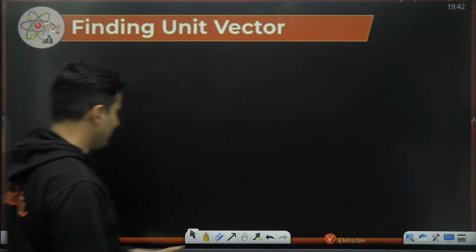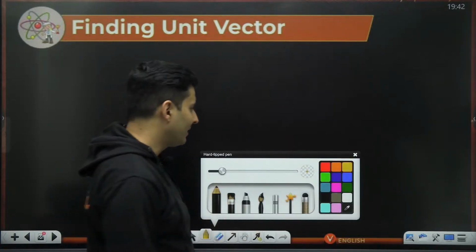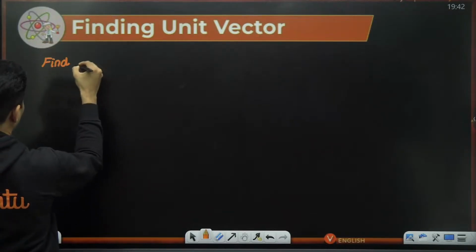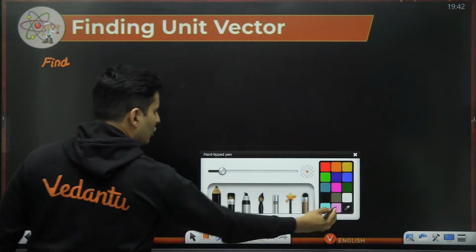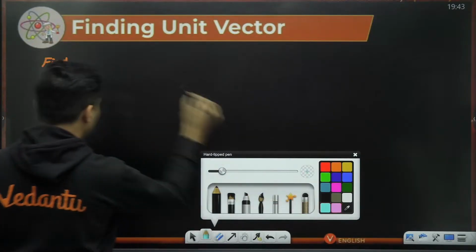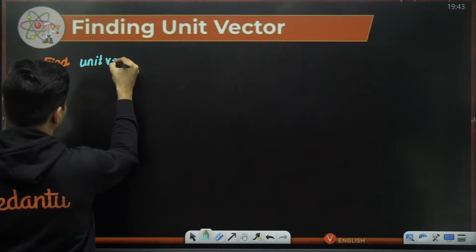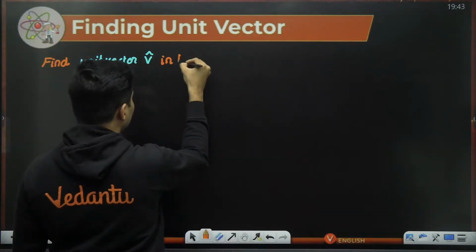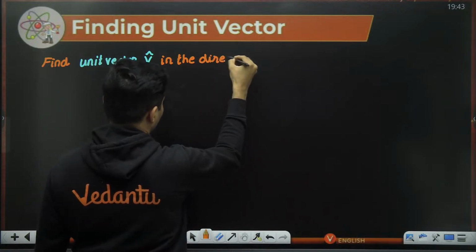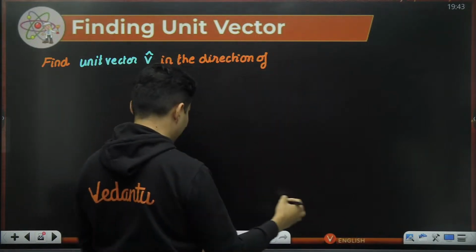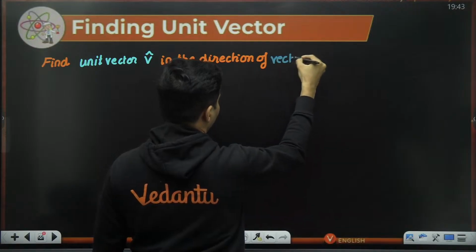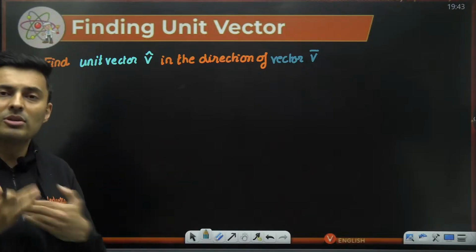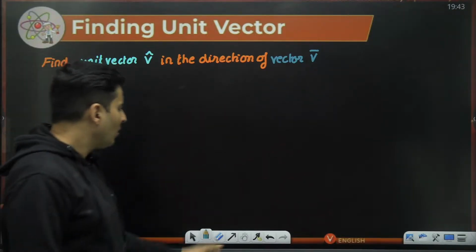Very, very essential. What is the meaning of finding a unit vector? Imagine a question like this comes: find the unit vector v hat in the direction of some other vector, let's say v bar. This type of question usually comes, or might be used in some part of a bigger problem. What does this even mean?